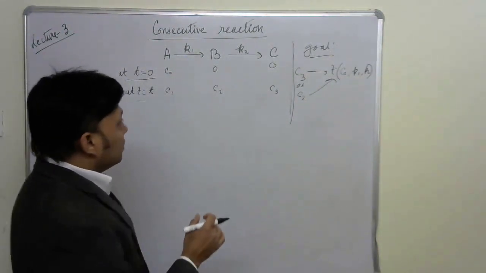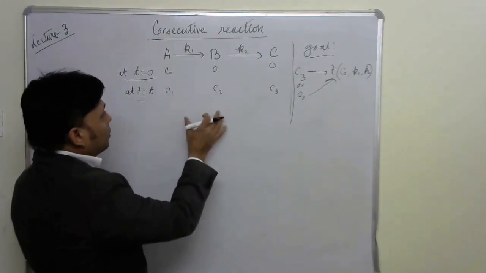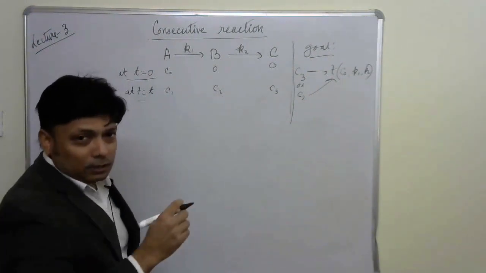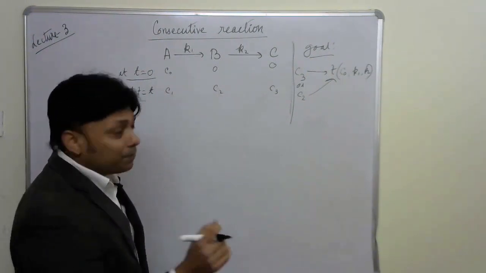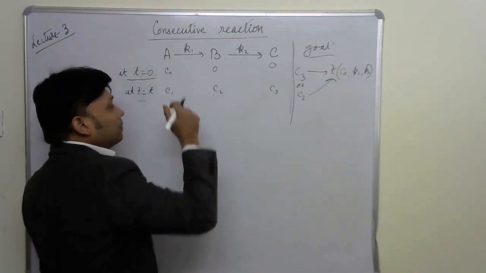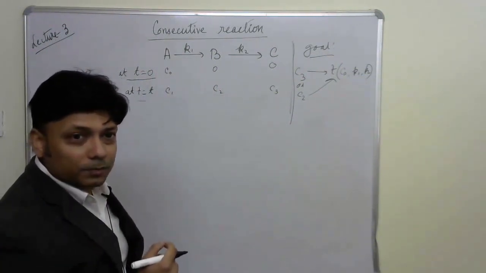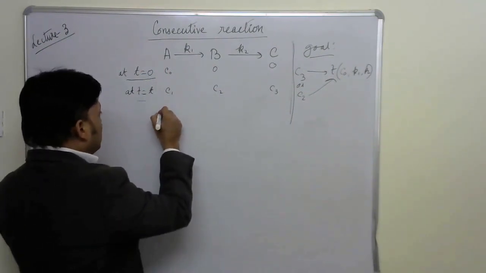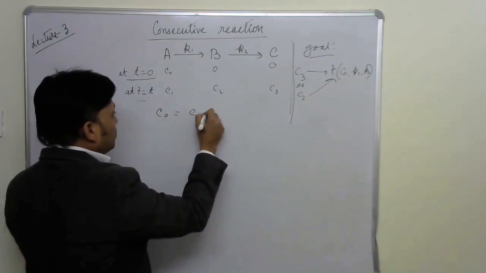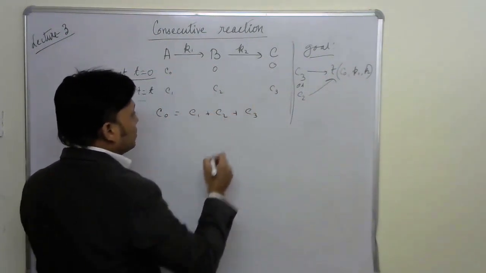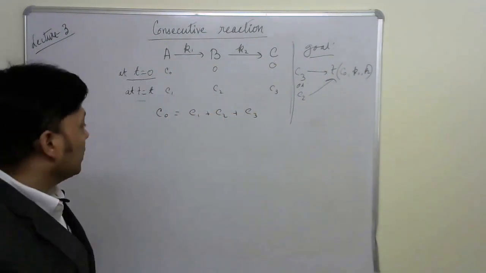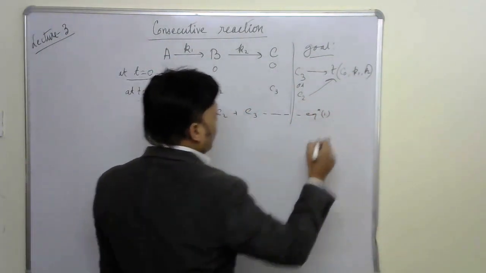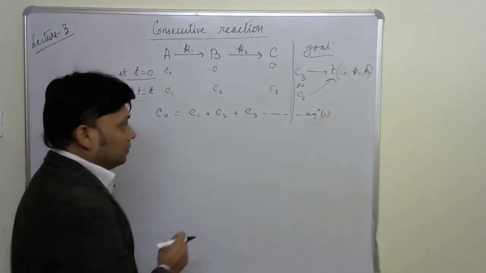Before we begin, we also have to consider another thing: whatever C3, C2 and C1 are formed at any time t, all originated from this initial concentration C0. So at any time t, it is always true that C0 is equal to C1 plus C2 plus C3. We call this equation 1 because this is a very important equation for us relating these things.